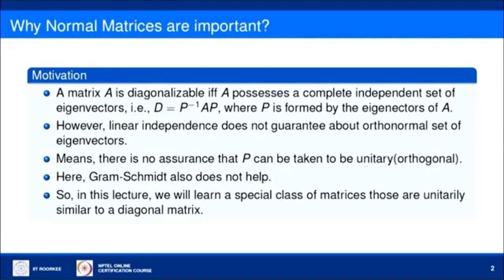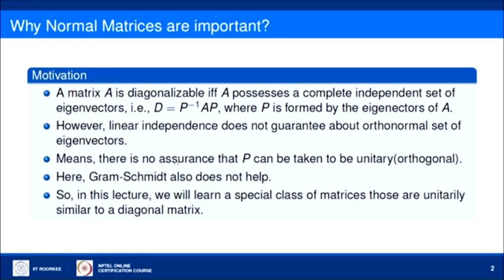In the other case, when the algebraic multiplicity of any eigenvalue is more than 1, then if you have the same geometric multiplicity, that is, algebraic multiplicity equals geometric multiplicity for each eigenvalue, then the matrix is also diagonalizable. However, in this lecture we will see something more than linear independence, and that is called the orthogonal set of eigenvectors. So linear independence does not guarantee an orthonormal set of eigenvectors.